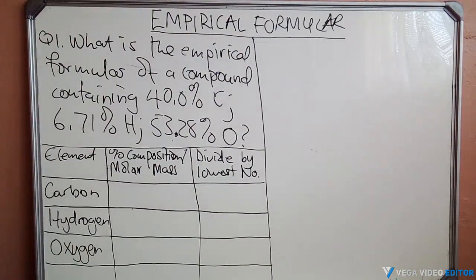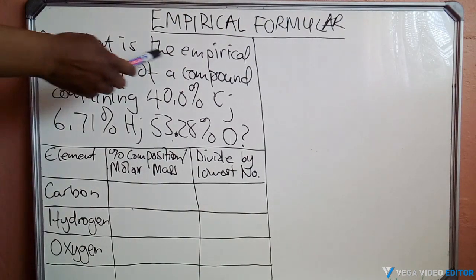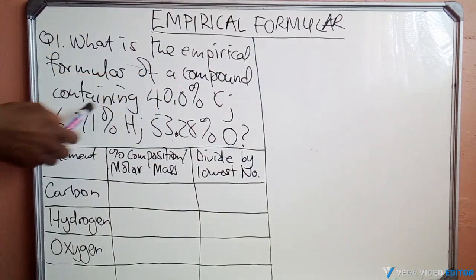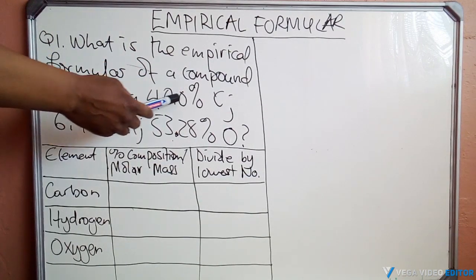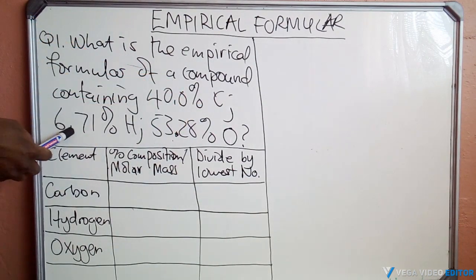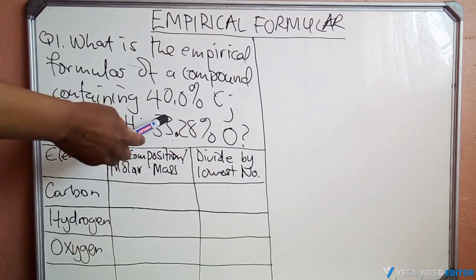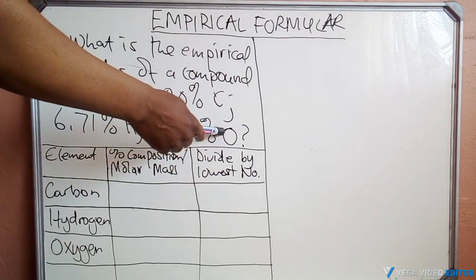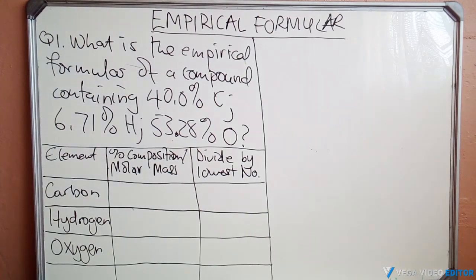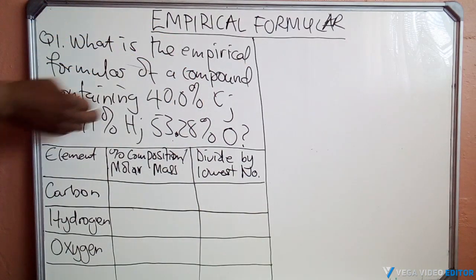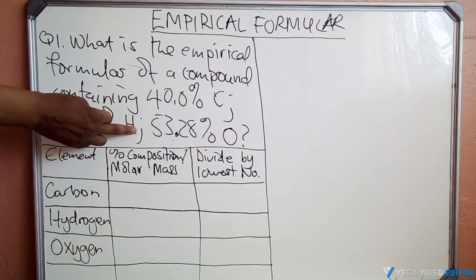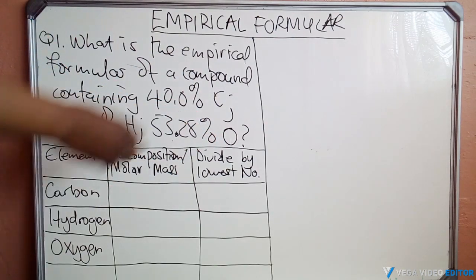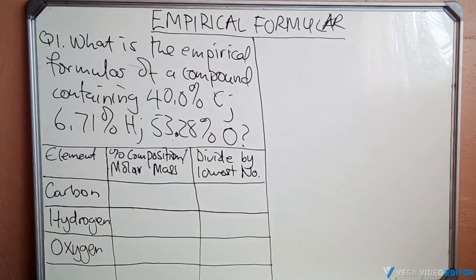We go straight into our question. Remember, we are dealing with empirical formula. The question reads, what is the empirical formula of a compound containing 40% carbon, 6.71% hydrogen, 53.28% oxygen? So we know that our compound has these three elements, carbon, hydrogen, as well as oxygen, in those percentage compositions.